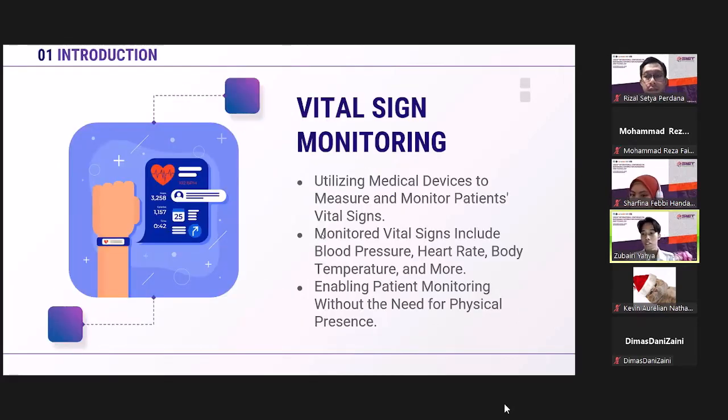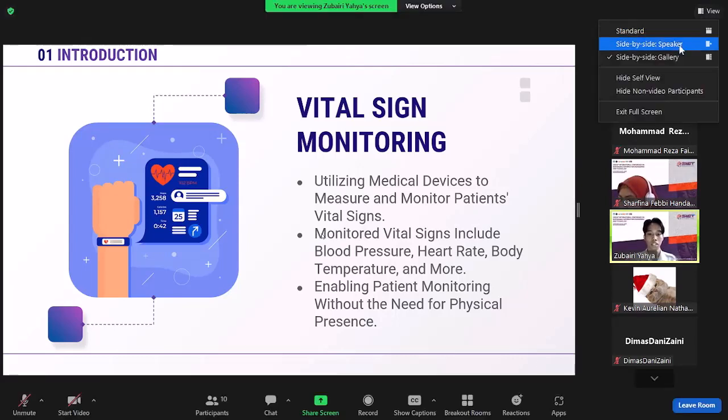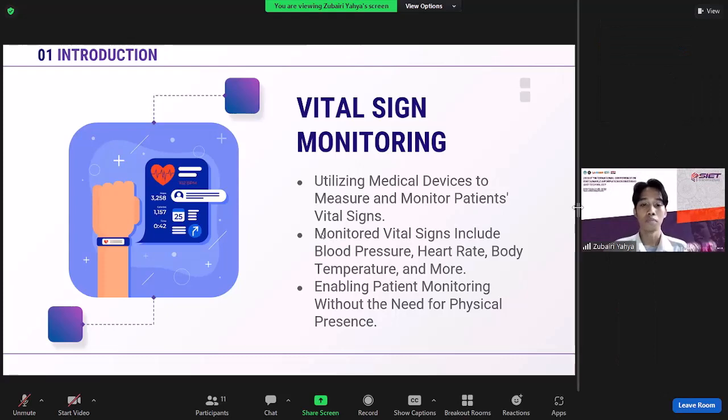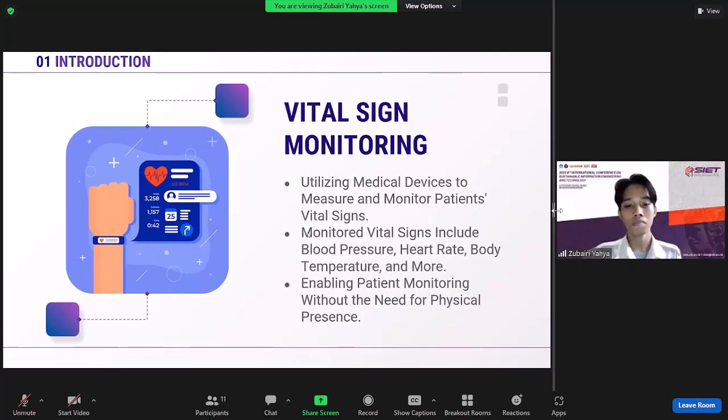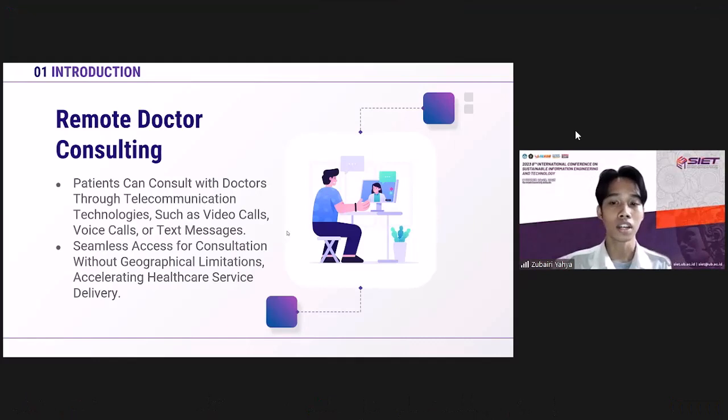Let's delve into the introduction of our research. We'll begin by explaining the first domain, vital signs monitoring. Vital sign monitoring involves the use of medical monitoring devices to measure and track patient essential indicators, such as blood pressure, heart rate, body temperature, and more. The next domain we'll explore is remote doctor consulting, where patients can seamlessly connect with doctors through telecommunications technologies such as video calls, voice calls, or text messages.